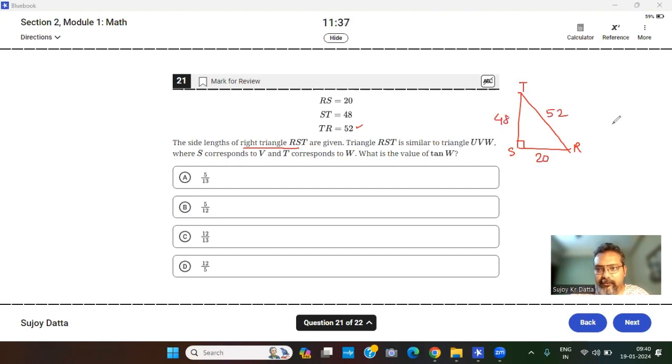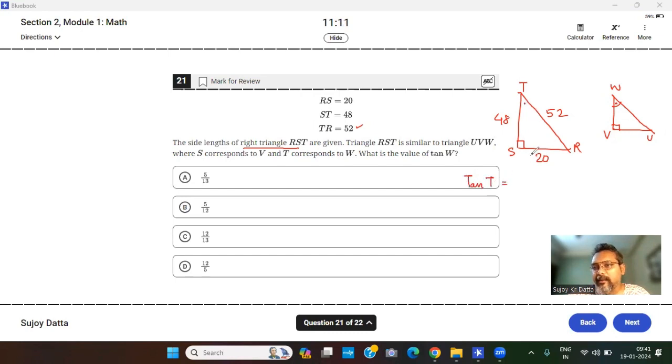Now RST is similar to another triangle UWV. S corresponds to V, okay? T corresponds to W. So obviously U would be the corresponding point for R. They're asking what is tan of W. So to find tan of W, it's as good as finding tan of T.